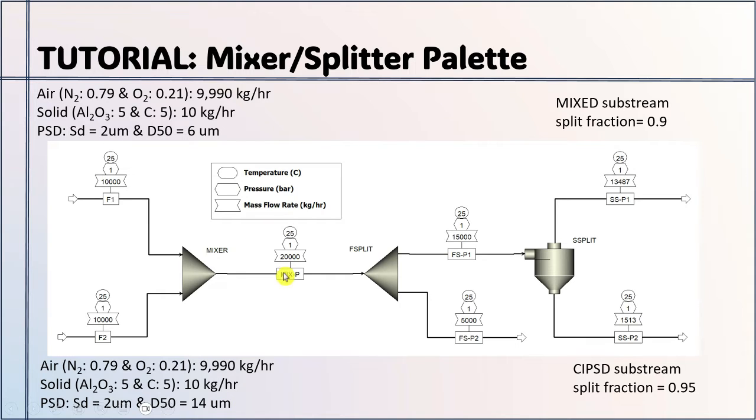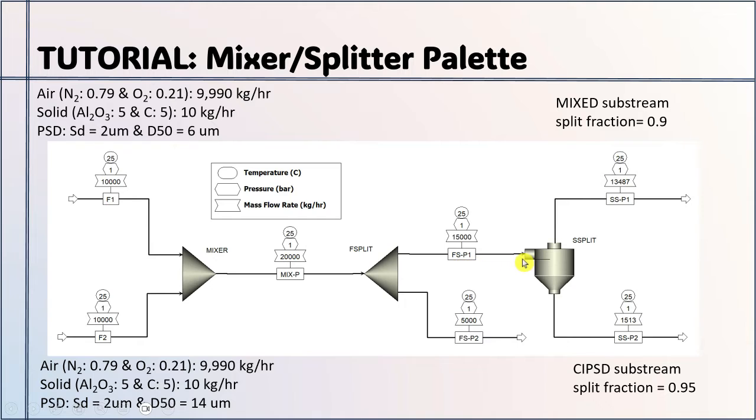After mixing both of these streams, a part of the mixed stream is diverted to the solid separation unit, whereas the other part of the mixed stream is sent to another downstream processing unit. As of now, no information has been provided about the downstream processing of the FSP2 stream. This is simply a flow splitter where the combined flow rate of 20,000 kg per hour is split into 15,000 kg per hour for the solid separation and 5,000 kg per hour in the FSP2 stream.